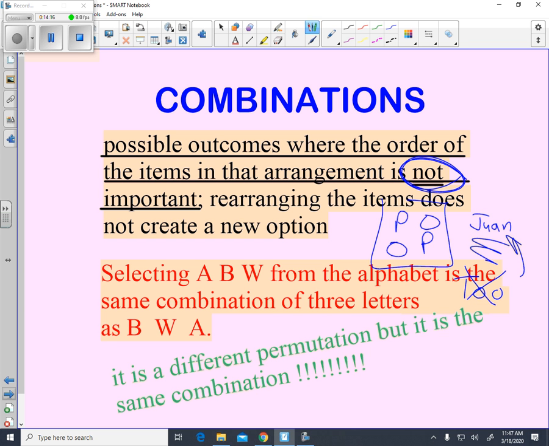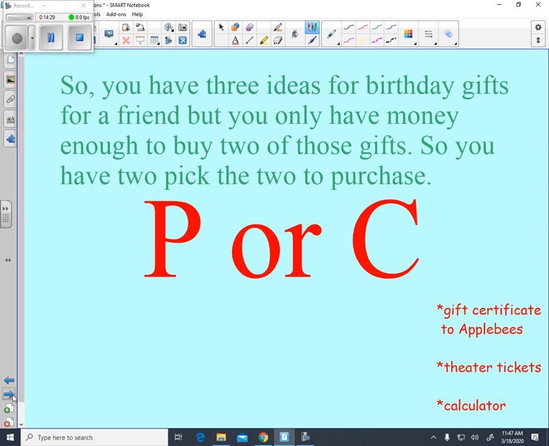So in the scenario, if ABW is the same as BWA, then you're talking combinations. It's the same combination of 3 letters. Here's a good example. So you have 3 ideas for birthday gifts for a friend. You've got 3 birthday gift ideas, but you only have enough money to buy 2. So you're going to buy your friend 2 of those gifts.